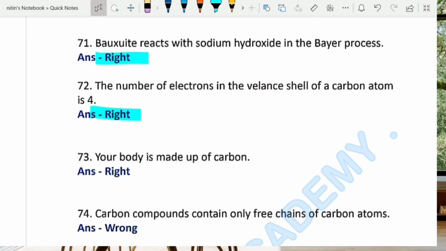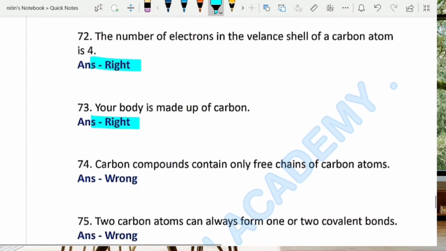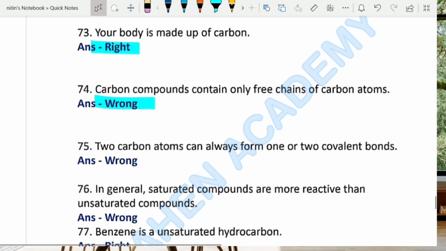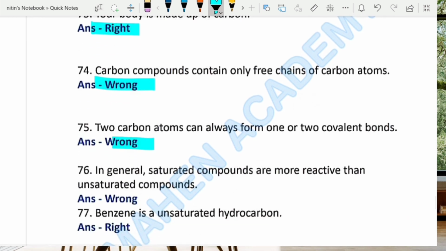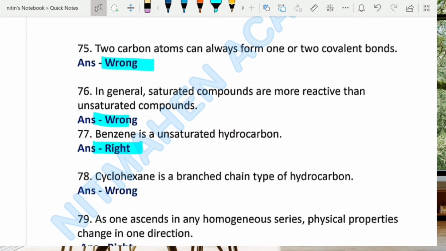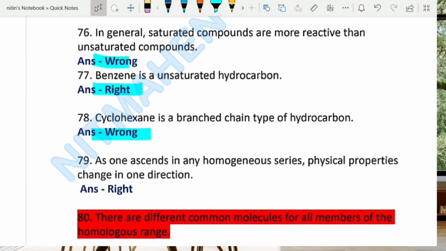Right. A carbon compound containing only straight chains of carbon. Wrong. Two carbon atoms can always form one or two covalent bonds. Wrong. In general, saturated compounds are more reactive than unsaturated compounds. Wrong. Benzene is an unsaturated hydrocarbon. It is right. Cyclohexane is a branched chain type. Wrong. Next, question 79.